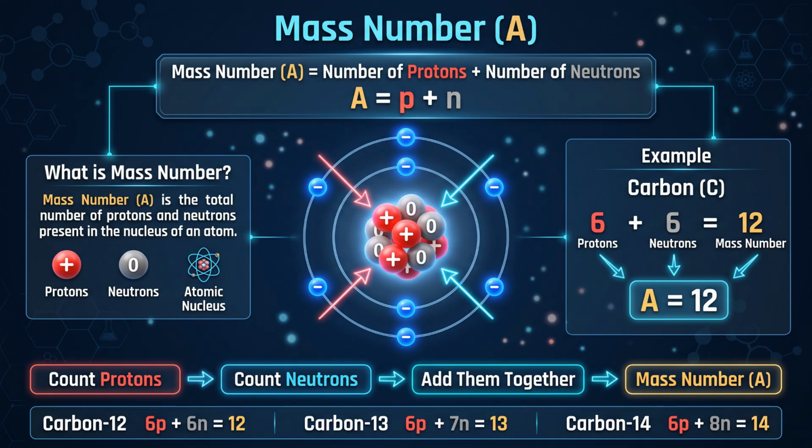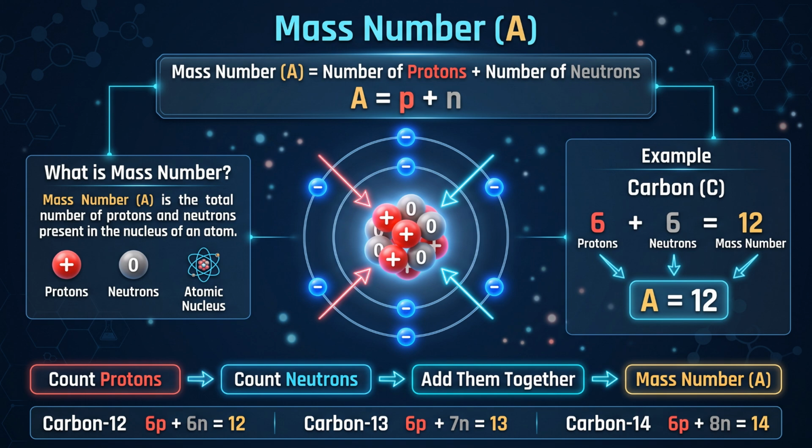For example, carbon has an atomic number of 6, meaning it has 6 protons. Its most common isotope has a mass number of 12, meaning it has 6 protons plus 6 neutrons. Oxygen has an atomic number of 8, but a common mass number of 16, meaning 8 protons and 8 neutrons. So, the atomic number identifies the element, while the mass number tells us how many particles are present in its nucleus. Another very useful relationship comes from rearranging the mass number formula.